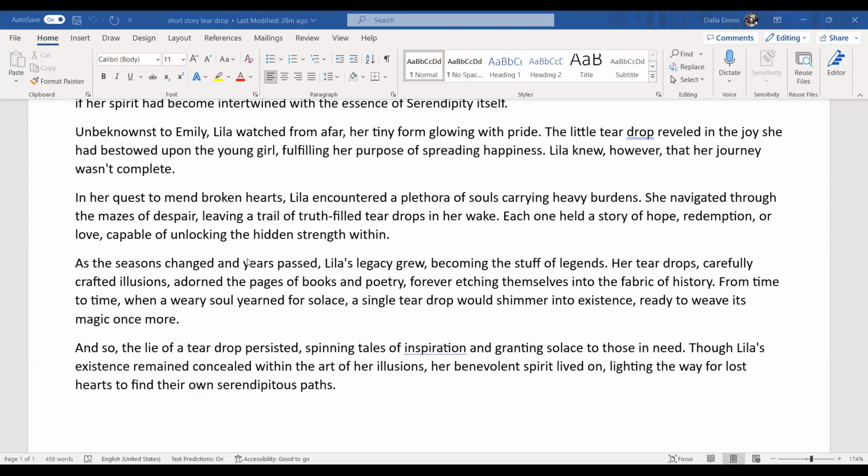All right, so this paragraph talks about Leela's feelings. The teardrop now is thinking about what next. Am I done? Is that it? Did I do my work? What is the next step to do? Now she's looking for souls that have heavy burdens. She wants to continue her journey of saving others, giving redemption, hope, and love to other people. Okay, now let's move on.